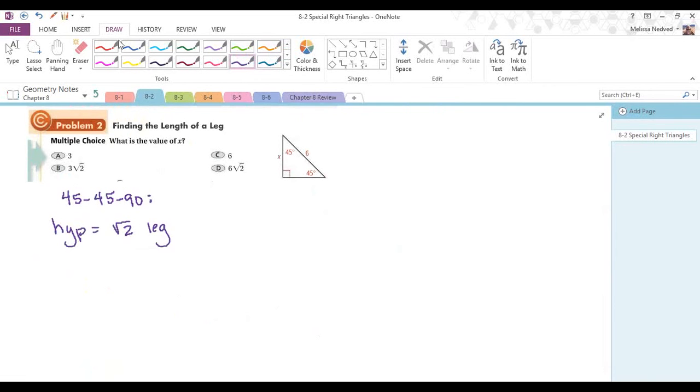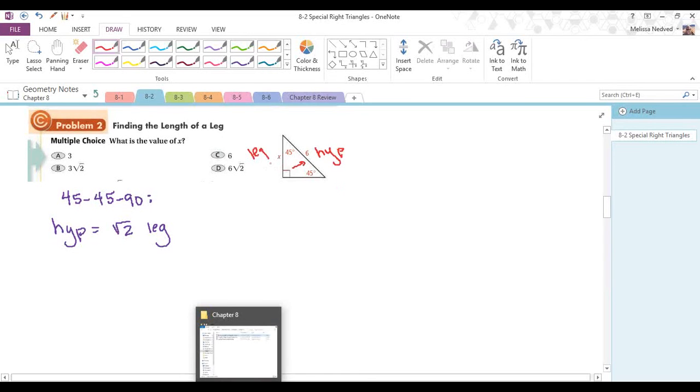And again, if you want to go ahead and label your picture, you definitely can. Hypotenuse is this length of 6 since it's across from the right angle. It's our longest side. And then in this case, we don't know either of our legs, and they've been identified with the variable x.